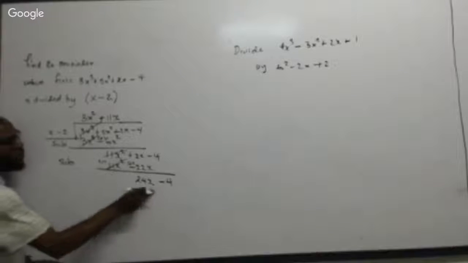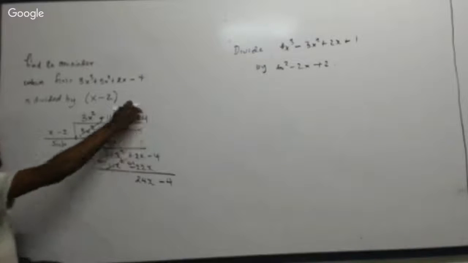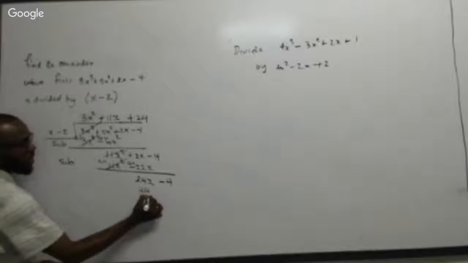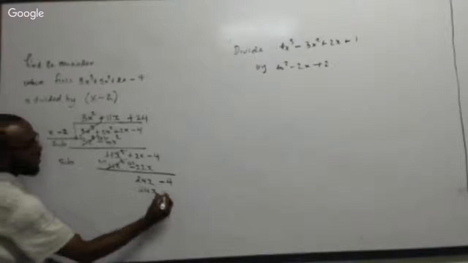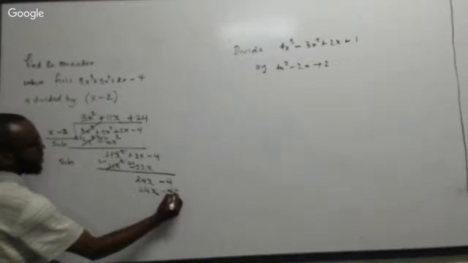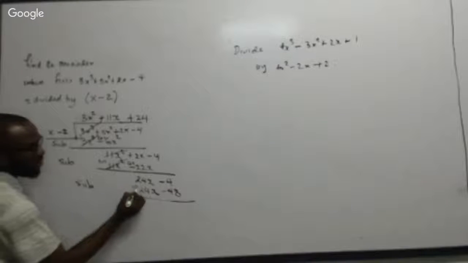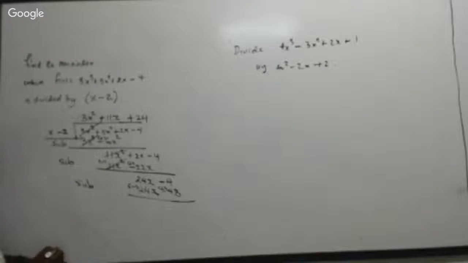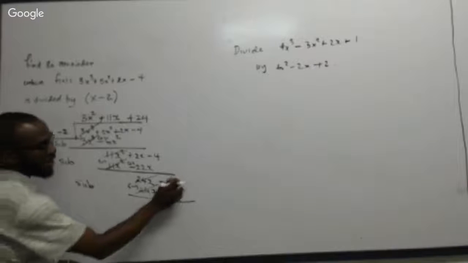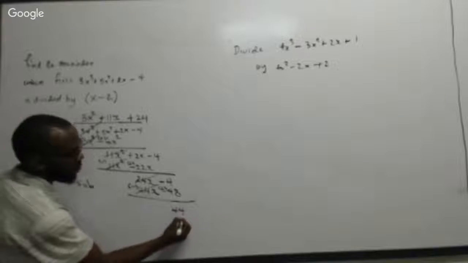X into 24x goes positive 24. 24 times x is 24x, and 24 times minus 2 is minus 48. Then I subtract yet again. I effectively change all the signs yet again. 24x minus 24x are gone. The leftmost thing is again going away. Minus 4 plus 48 is positive 44.